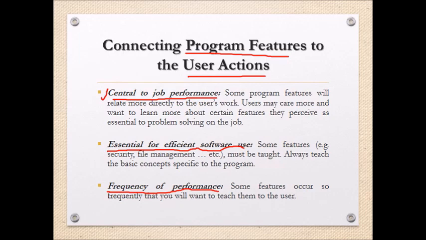Users may care more and want to learn more about certain features they perceive as essential to problem solving on the job. In the group of features or category that we call central to job performance, these are the features that the user wants to learn in order to be able to solve their problem and perform well in their job. The second category is essential for efficient software use.